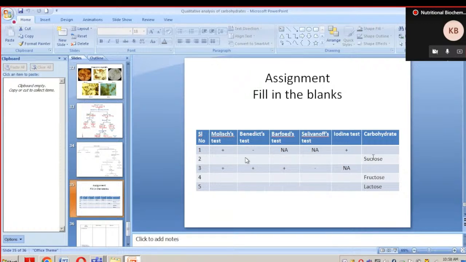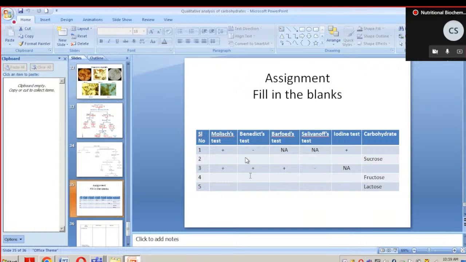Okay, now sucrose. Will the Molisch test be positive or negative? Positive. Benedict's test will be positive or negative? Negative, because it's a non-reducing sugar. So will you do Barfoed's test and Seliwanoff's test? No, ma'am. You write it as NA, and then you do iodine test. Will it be positive or negative? Negative. Okay, so understood how to fill the table now?